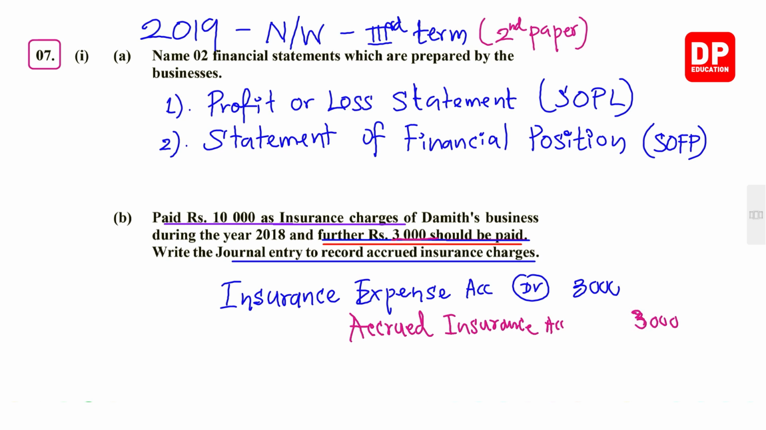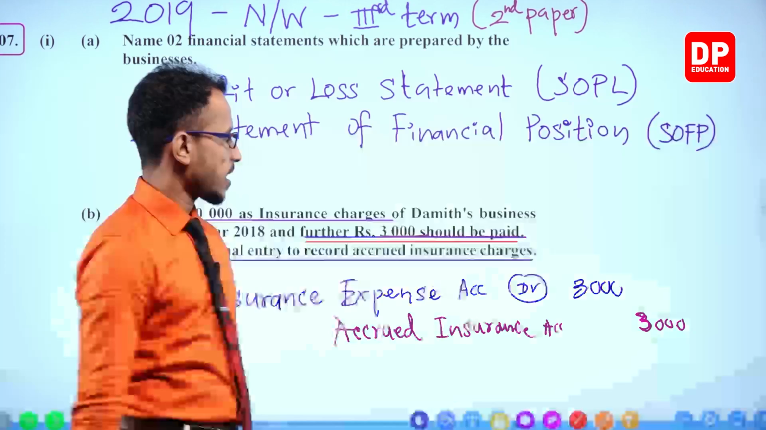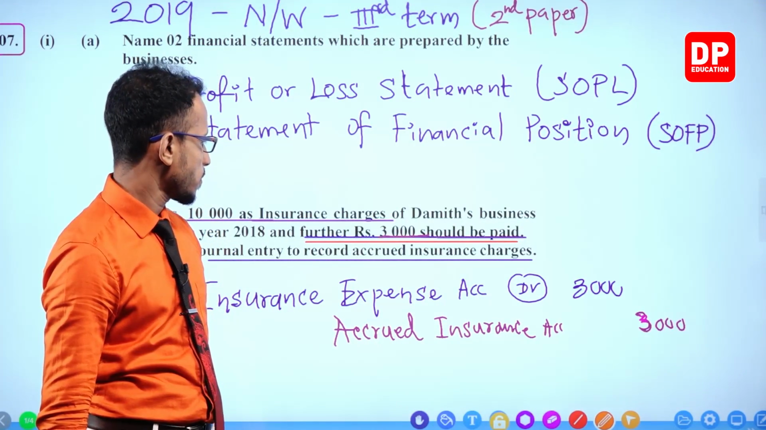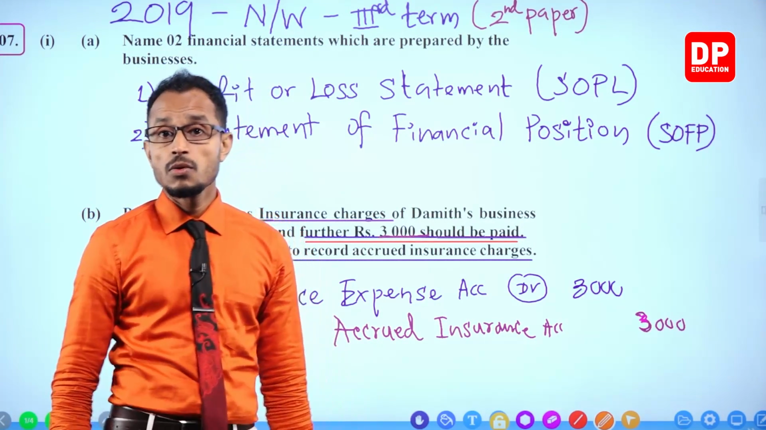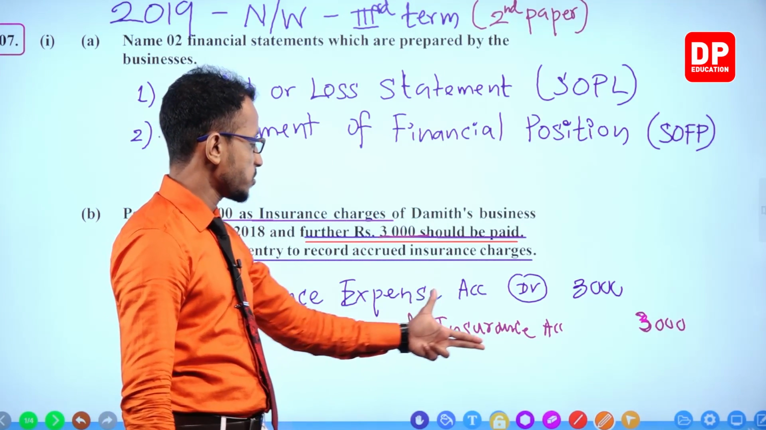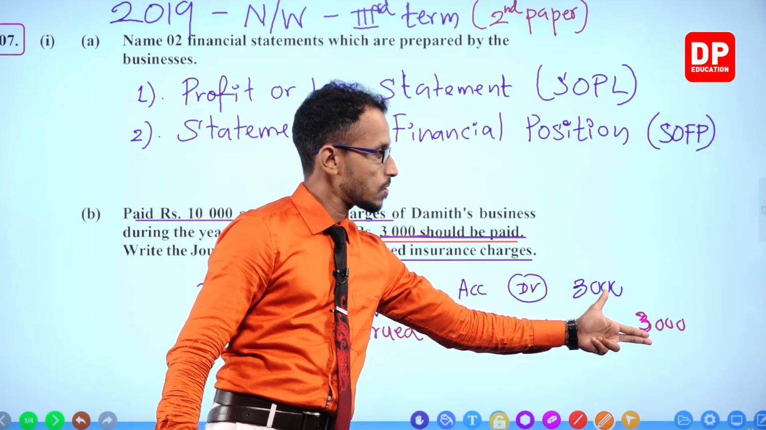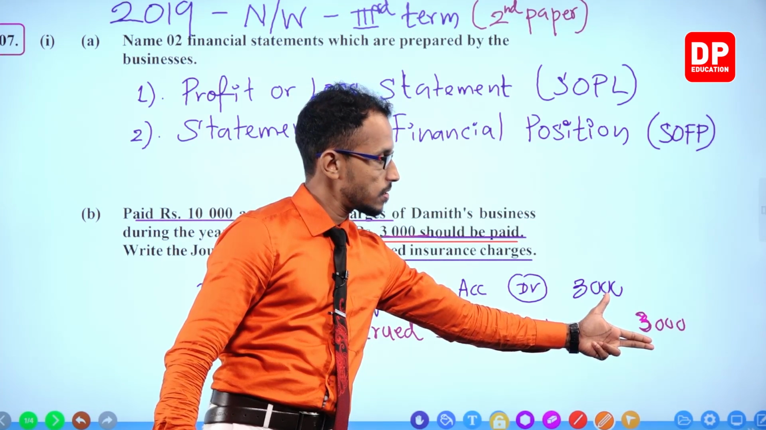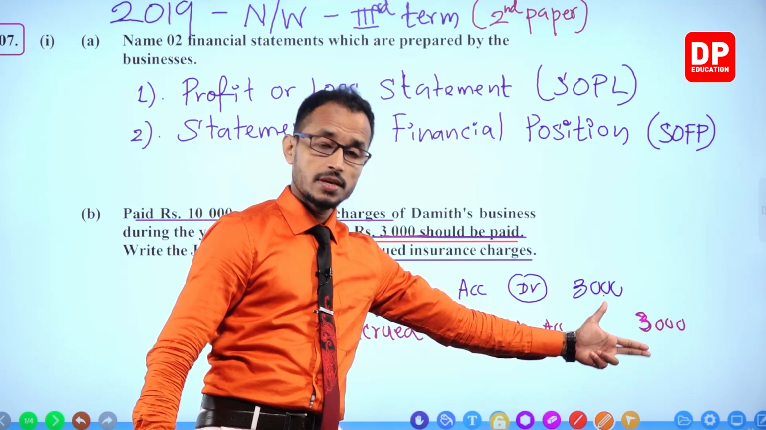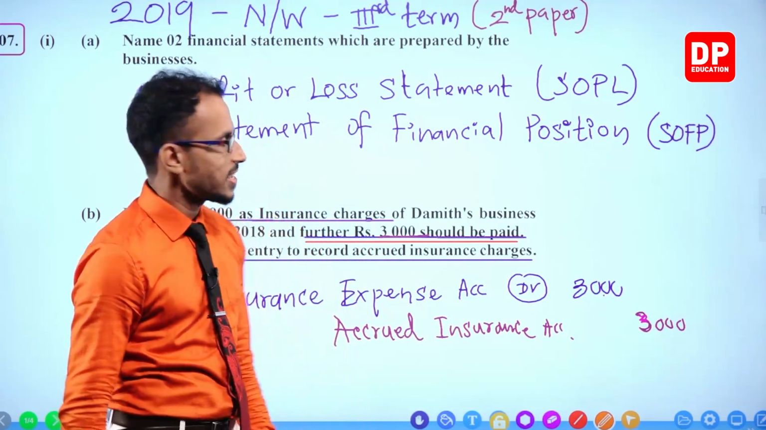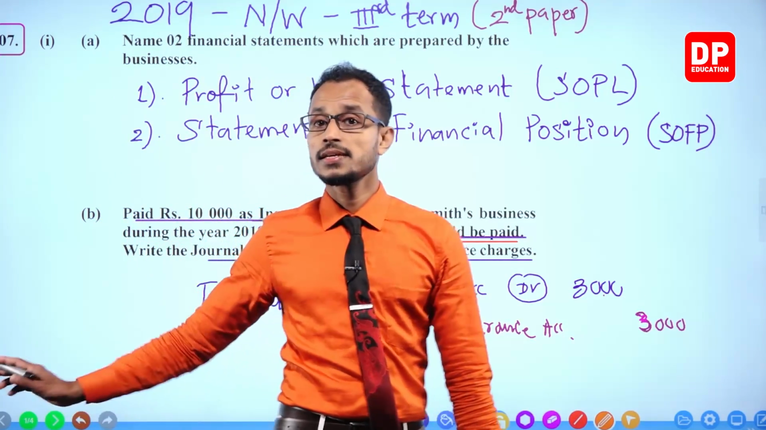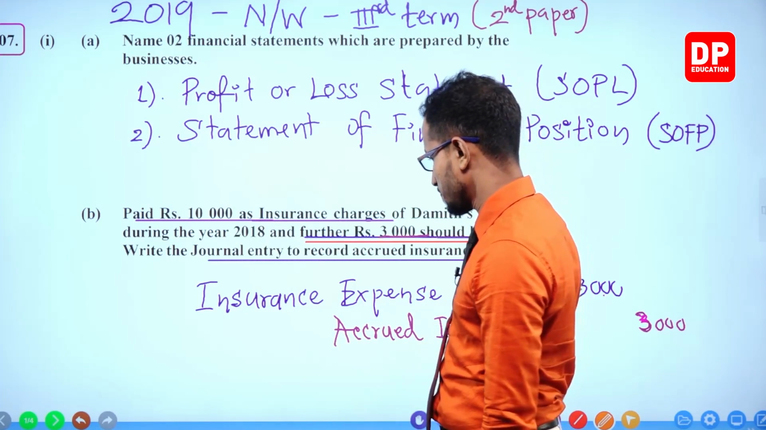In the credit side, accrued insurance credit, 3,000. Why is it credit, accrued insurance account? Why is it credit? Because it is a liability. Done. Next question.